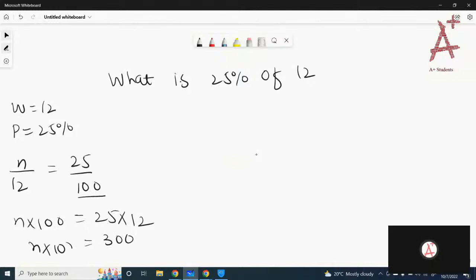And n times 100. 100 is multiplying n, and the opposite of multiplication is division. Now just divide both sides by 100. Got it? So 100 cancels out with 100, and you're left with n. When you divide 300 by 100, the answer is 3. That means 25% of 12 is 3. Got it? You can note down the example. I'll wait for a while.